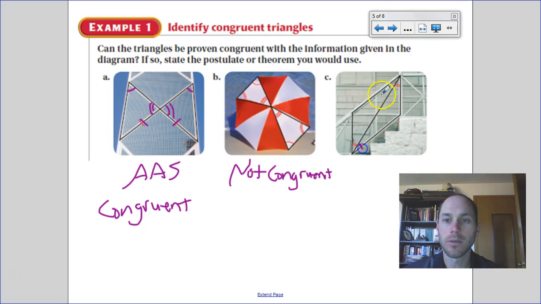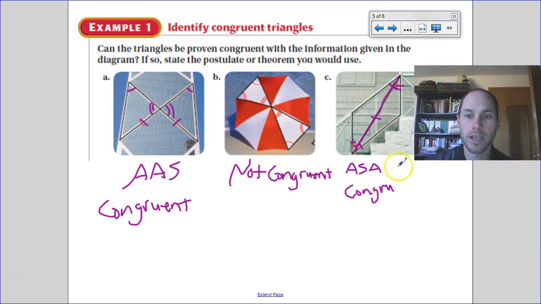C, we've got one angle, another angle, and this part is on both triangles, so that's a side. So the side is between two angles. So that would be the included side. So angle, side, angle, and that's one of our congruent statements. So we'd say, yes, that one is congruent as well.